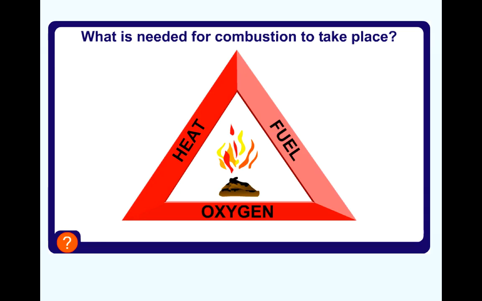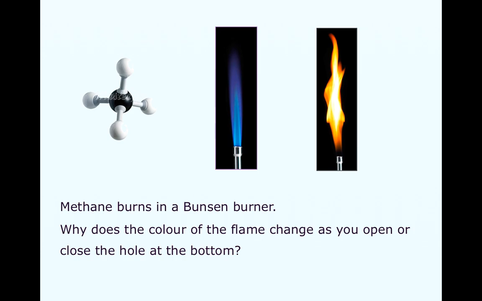So first thing to think about is what is needed for combustion to take place. Combustion is burning, and I'm sure you're all aware of the fire triangle. For things to burn or combust, you need a fuel, a heat source or an ignition source, and oxygen. You see combustion in the lab, especially when we use Bunsen burners.